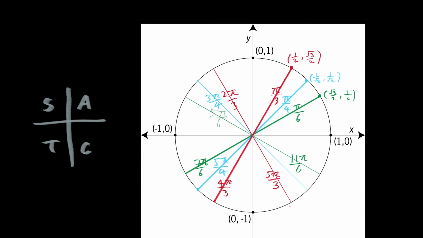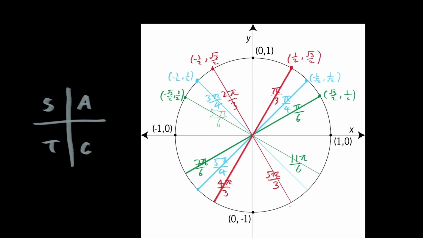We will have, for this point, negative 1/2, positive root 3 on 2. Now for this point, we will have negative 1/2 for our x component and positive 1/2 for our y component. Now for this point, we will have negative root 3 over 2 and positive 1/2. That will be our coordinate for that point.